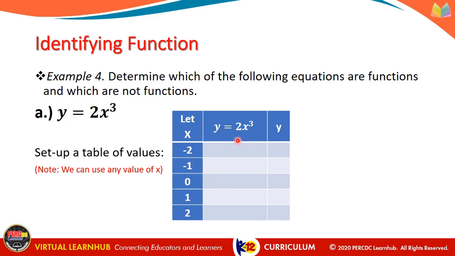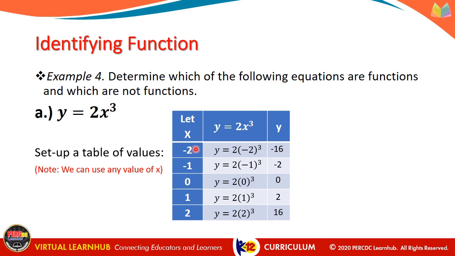Substituting -2 to x gives us y equals 2 times (-2) cubed, which is equal to -16. Substituting -1 to x gives us y equals 2 times (-1) cubed, which is equal to -2. Substituting 0 to x gives us y equals 2 times 0 cubed, which is equal to 0. And substituting 1 to x gives us y equals 2 times 1 cubed, which is equal to 2. And substituting 2 to x gives us y equals 2 times 2 cubed, which is equal to +16.